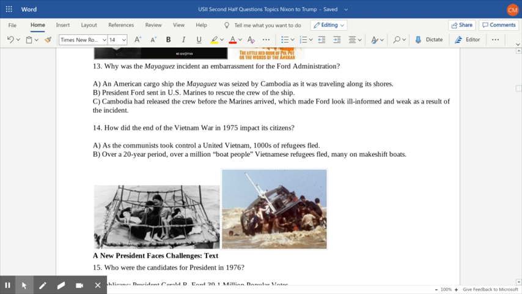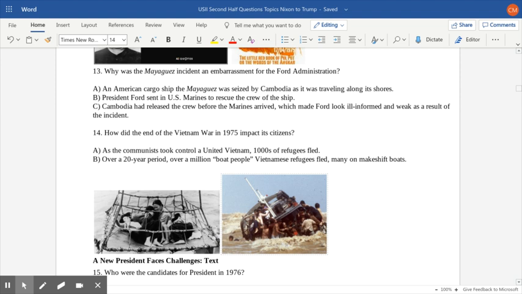One of the more embarrassing events in terms of the Ford administration involved an American cargo ship. The Mayaguez was seized by Cambodia while traveling along its shores. President Ford sent in the Marines to rescue the crew and the ship. American forces were deployed, even though the Cambodians had released the crew before the Marines arrived. So it kind of made Ford look ill-informed as he was deploying American troops in an event that was already handled.